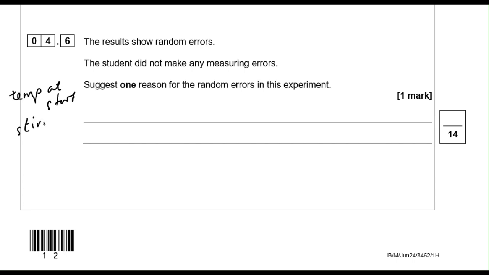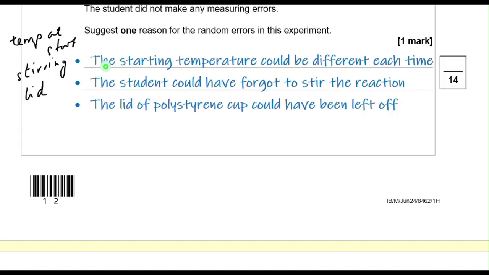Also, the stirring could be inconsistent. You might stir one particular experiment but not the other, and you might leave the lid on or the lid off. So for any one of these 3, the starting temperature could be different each time. The student could have forgotten to stir the reaction, or the lid of the polystyrene cup could have been left off in one of those experiments. 1 mark.